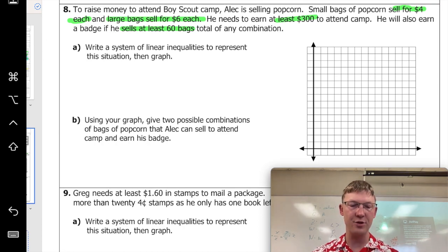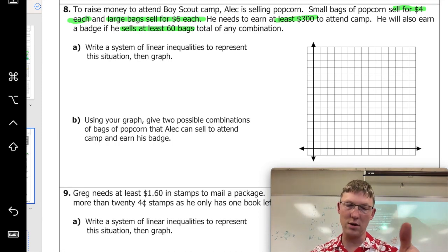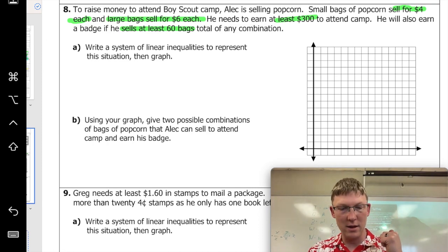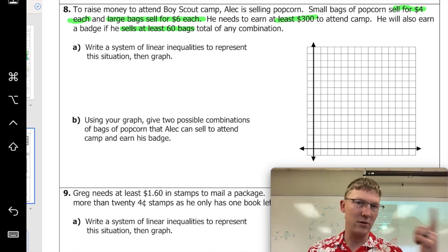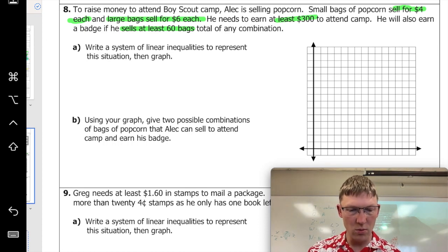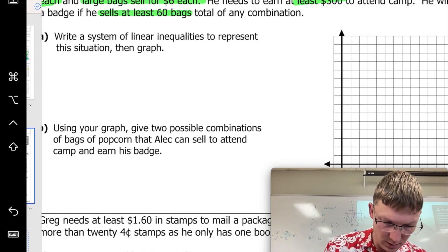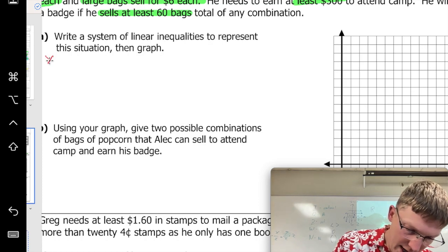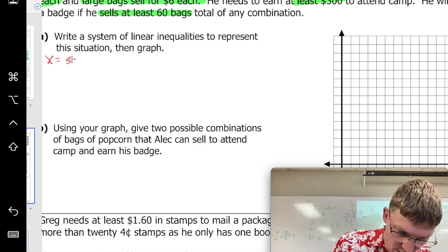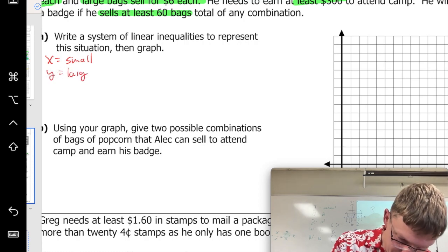So we've got two situations. One, he needs to earn at least $300 to attend camp. The second situation, he needs to sell at least 60 bags to get this badge, probably a merit badge or something. So that's two separate equations that we're going to make. Our X is going to equal our small bags, and then our Y is going to equal our large bags.